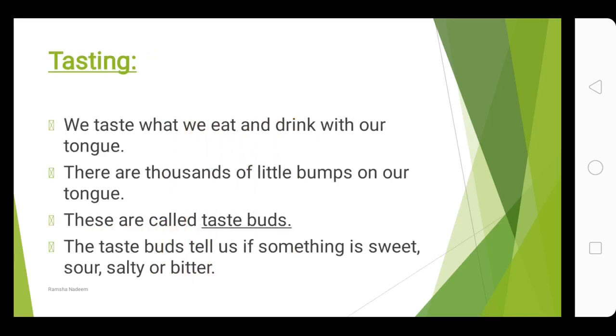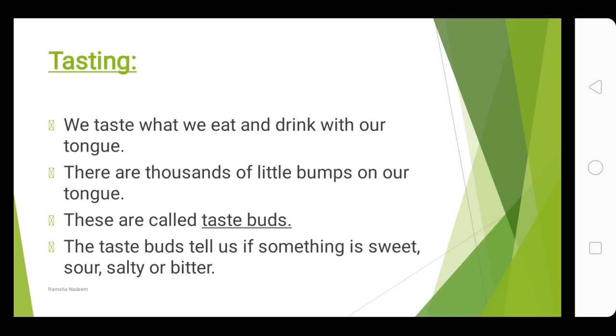Now, third sense, sense of taste. We taste what we eat and drink with our tongue. We all know this very well, okay? There are thousands of little bumps on our tongue. These are called taste buds. You also know we have this question in your worksheet. So it says that if you look at your tongue very closely, you will see tiny little spots, bumps on your tongue. See it? Dots, spots or bumps on your tongue. Okay? These tiny bumps are called the taste buds, and they are thousands in number.